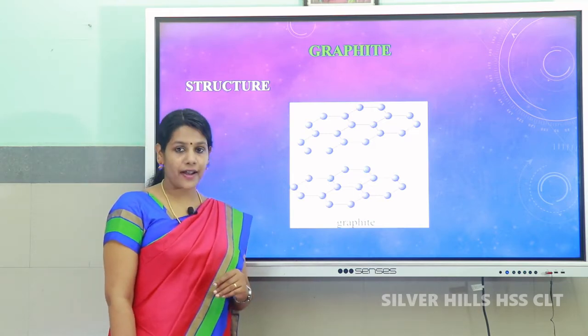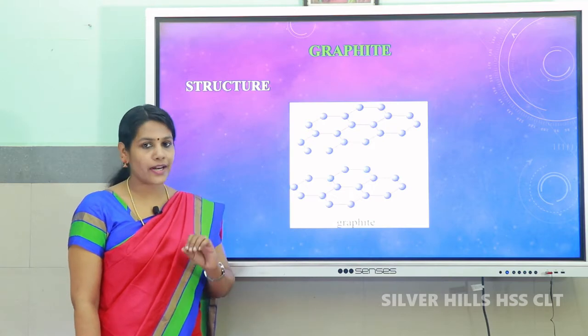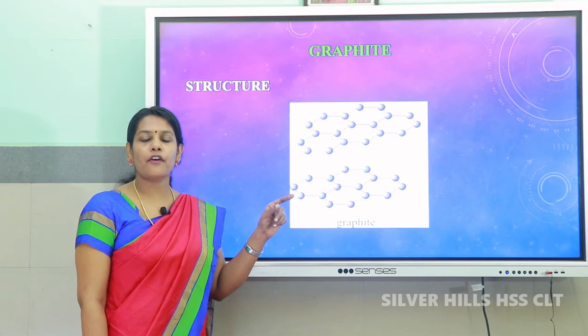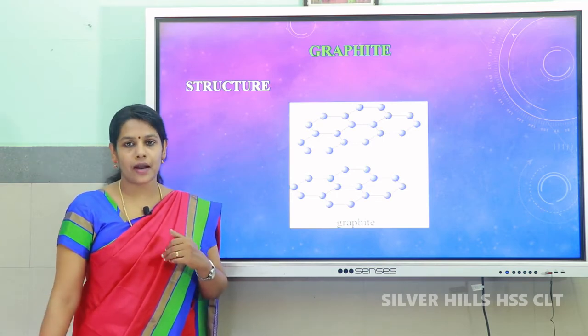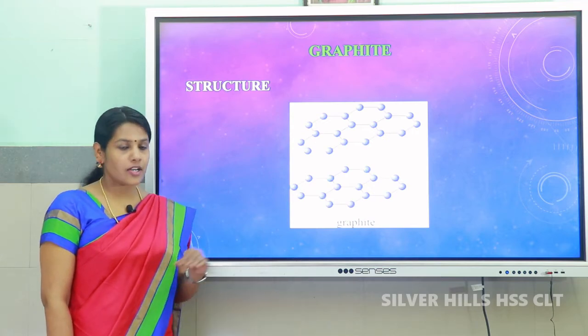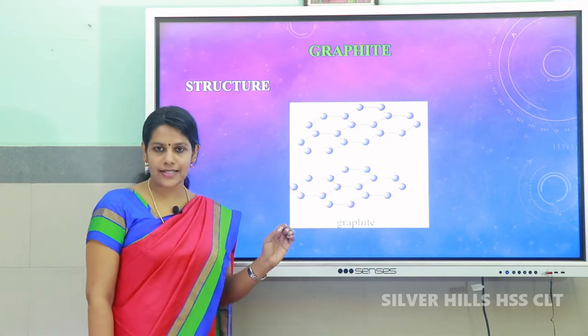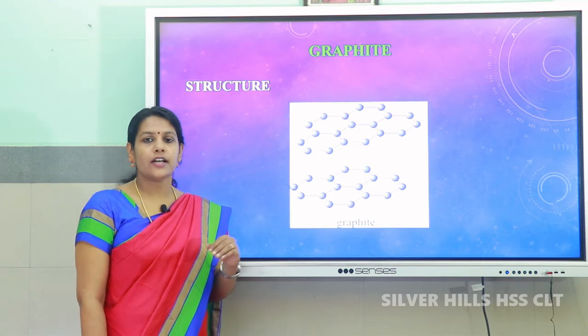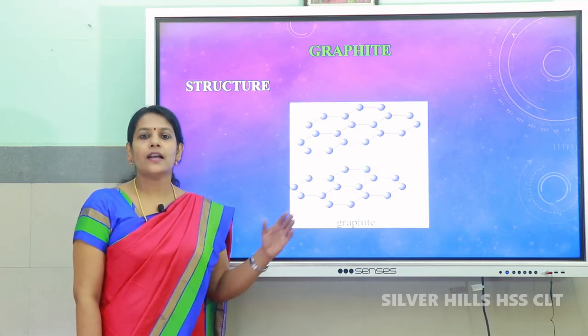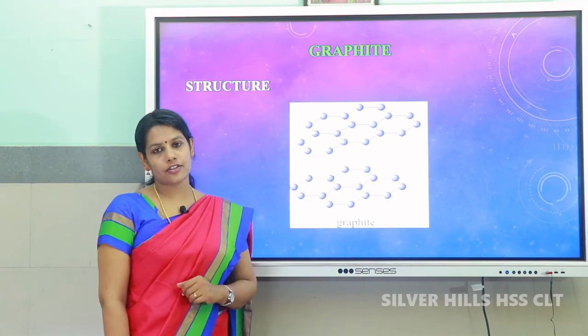In the case of graphite, we know that carbon has got 4 electrons in the outermost shell. Out of the 4 electrons, 3 of them will form covalent bond with the neighboring carbon atoms, and 1 electron is left. So, that is a free electron. So, there are free electrons with carbon atoms in the case of graphite. Because of the presence of this free electron in their structure, graphite is a very good conductor of electricity.